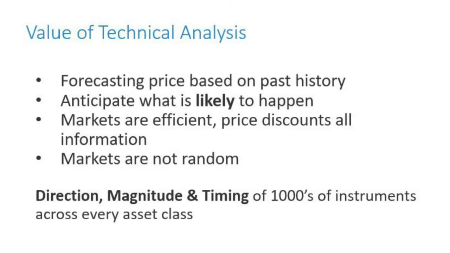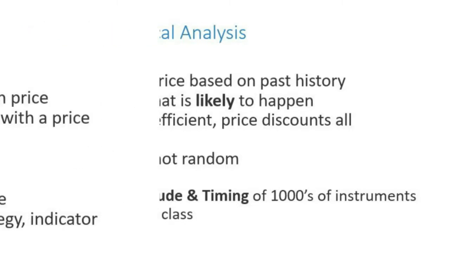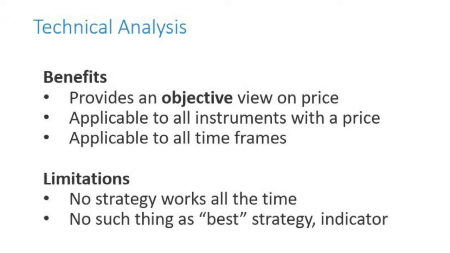Number one, it gives us a sense for direction, whether we feel an asset's going to go higher or lower. It gives us a sense for magnitude, meaning how much we think it's going to go higher or lower. And lastly, it gives us a sense for timing. These are very critical things with respect to trading any asset.